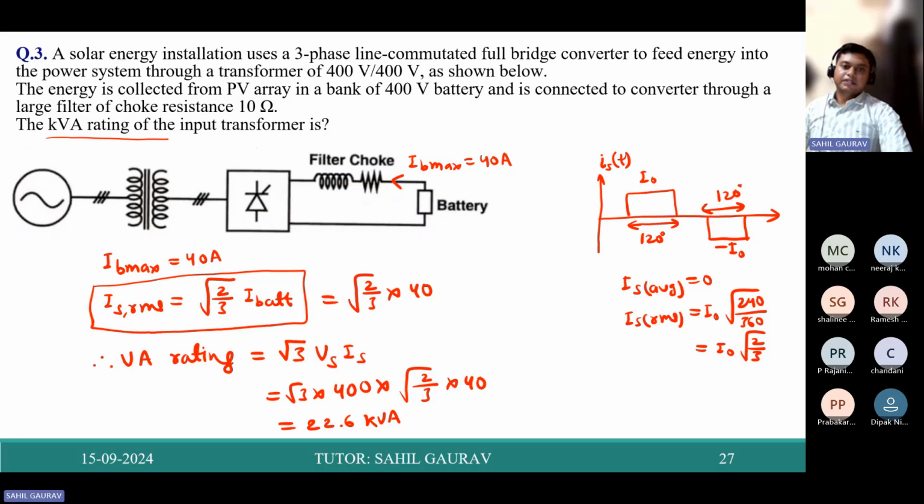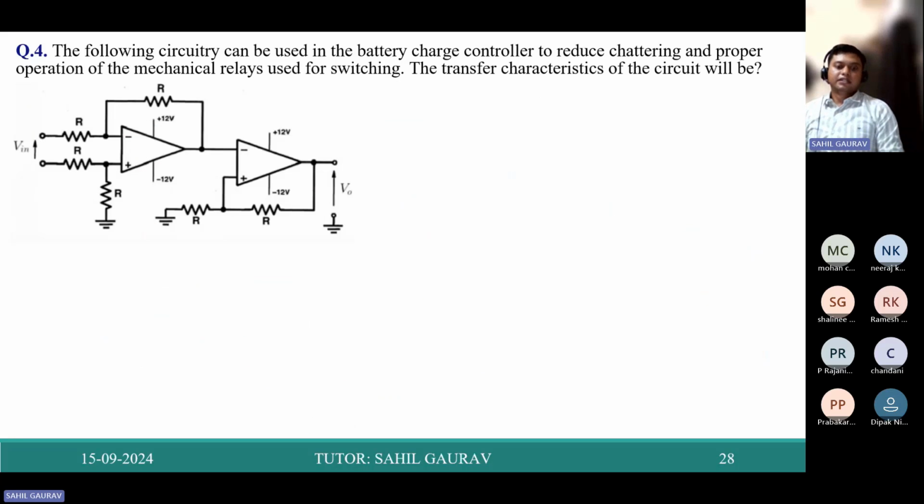So 2.6 kV. This is the answer. Now let us see the next problem.